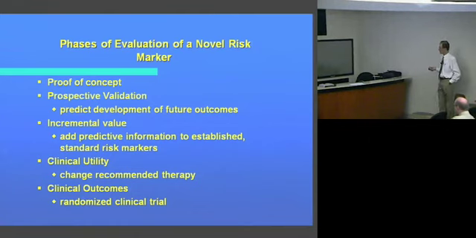You're going to do some studies that are proof of concept to show, well, hey, it actually is higher in people who have heart attacks than people who don't. Then you're going to do prospective validation studies to prove that this marker really does work and assess the incremental value of that marker compared with standard established markers. So that's very, very important.